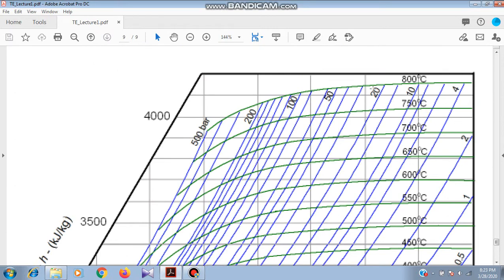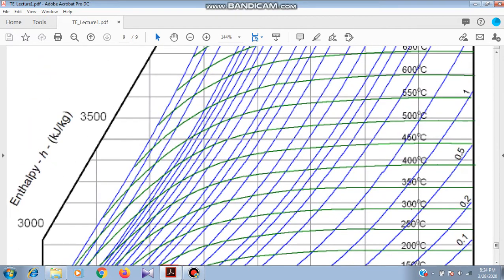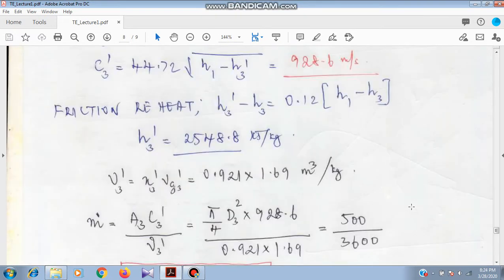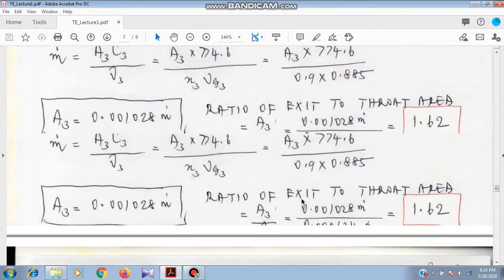This 1, 2, 4, 10, 20 represents pressure. This blue curve and this green curve represent the temperature. It moves towards the right. So for studying this, you take your Mollier chart from your steam table.